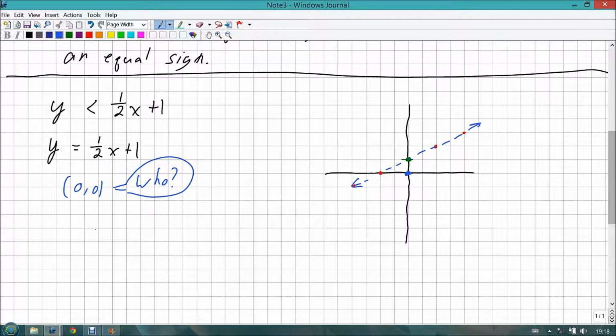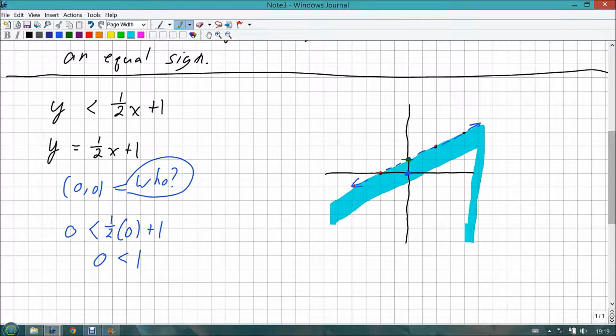So we plug in 0 for our x. So we have 1/2 times 0 plus 1. And that has to be greater than the y value. And I plug in the y value of 0. So when I do the arithmetic, 1/2 times nothing is nothing. So nothing plus 1 is still 1. Is 0 less than 1? In which case you should say, well, yeah, of course it is. Duh. Well, in that case, when true, go through.